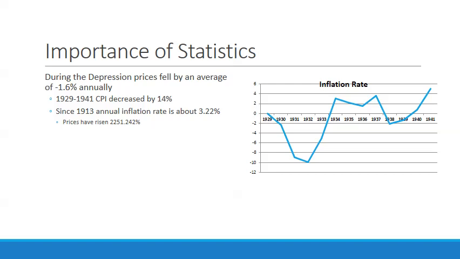2,251% prices have risen. To put it in perspective, you can think about it today. $1 in 1913 has the same buying power as basically $22.96 today. That's to give you an idea of how prices have increased. You can think about it from the perspective of a loaf of bread that cost $1, costing you $22.96.